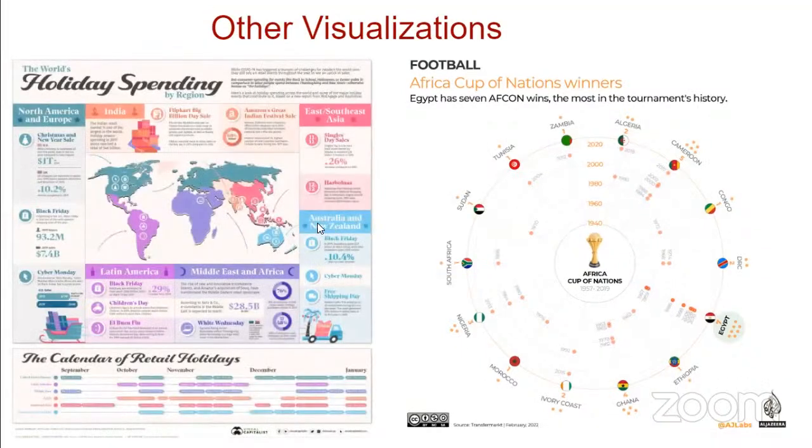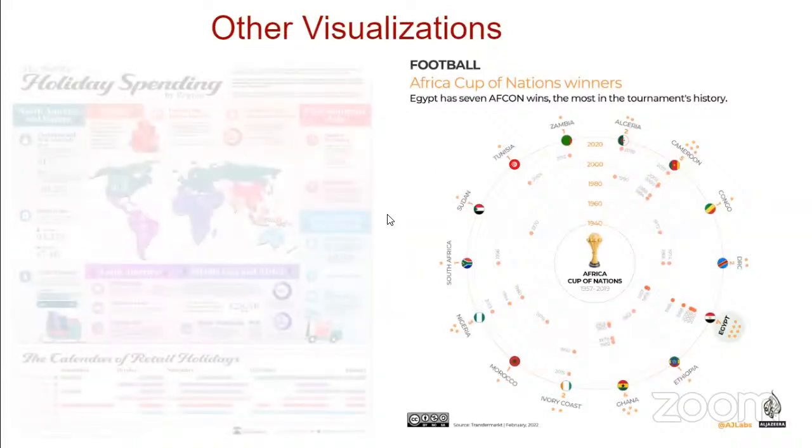Then we have an infographic, which is quite cluttered, I must admit, but it explains holiday spending by region in the world. So it has a lot of information. For each country, it's explaining. So we have a calendar of retail holidays, and then we have an explanation for each sub-region that is represented there.